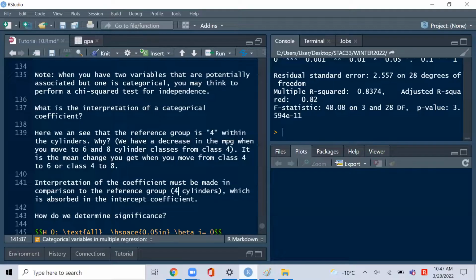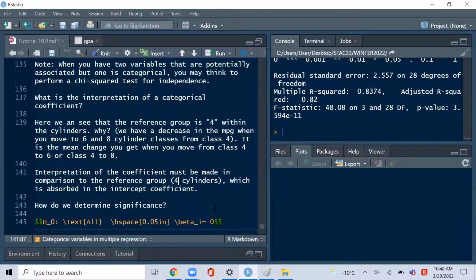So you have to explain what you see in your estimate in the context of the reference group, which is group 4, right? You can see a decrease in the MPG when you move from cylinders 6 and 8 from the class 4 base. So it essentially means if you change from class 4 to 6 or from class 4 to 8, you see the mean change given by those estimates. You have to make this comparison with the reference group in mind, basically, right?